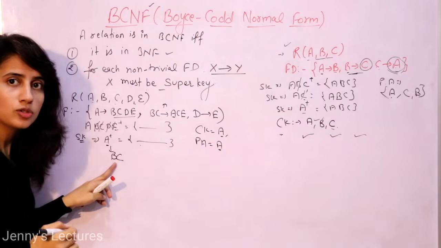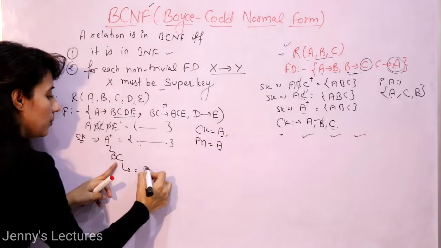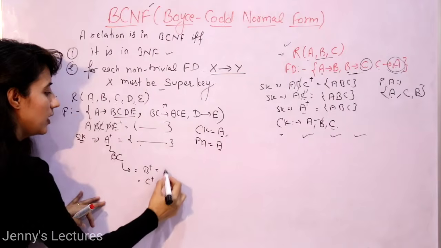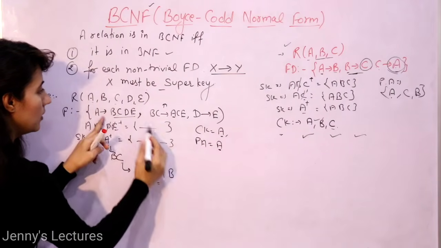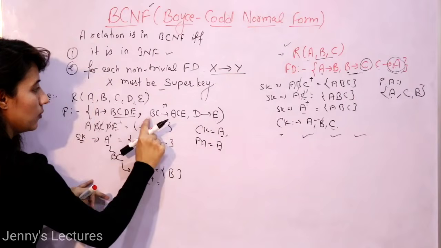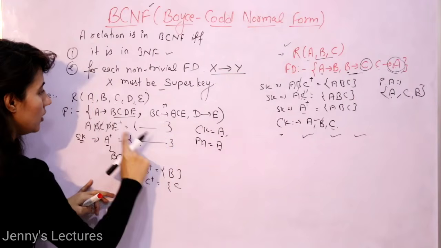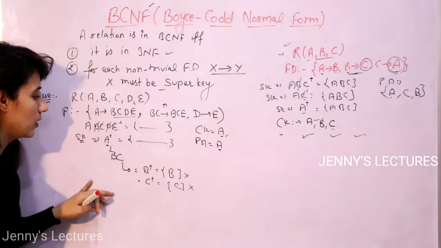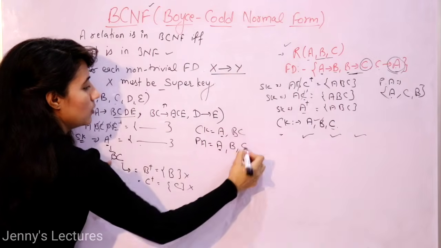But we cannot say BC is still a candidate key. You need to check. Now B is a proper subset and C is a proper subset. Find out the attribute closure of B and C. Is B determining all the attributes? B is determining B, nothing else, because here both BC will determine AC, but we have only B. C is determining only C, nothing else. So this is not a super key, this is not a super key. So definitely BC is a candidate key. Now prime attributes are B and C.